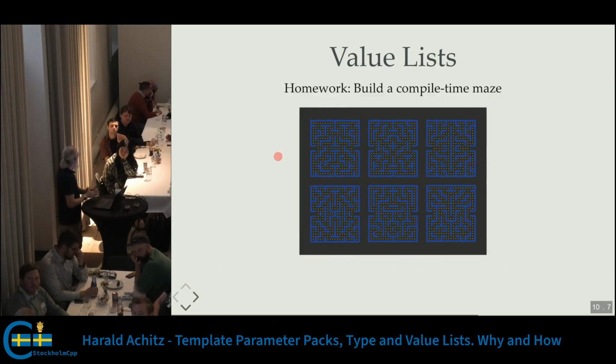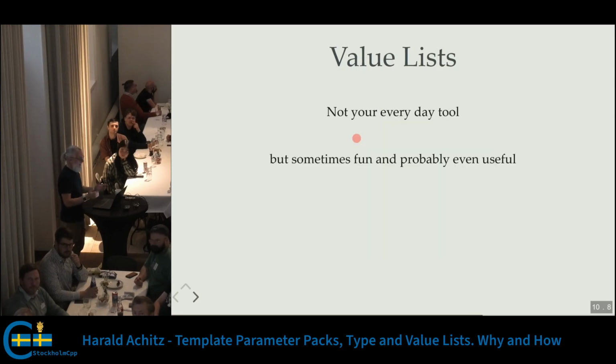And I have a homework for you. You build a maze, a compile time maze, and I help you a little bit. You just need to make a quarter of it, and then you mirror it. And that's fun. It's not your everyday tool, value lists, but when you use them and you have a usage for them, then they're extremely useful. And you can also make fun stuff, right? Who can make a backpack game at compile time, right?